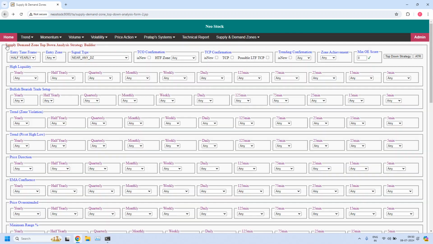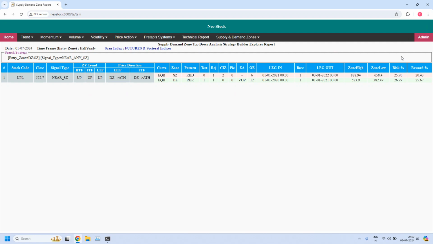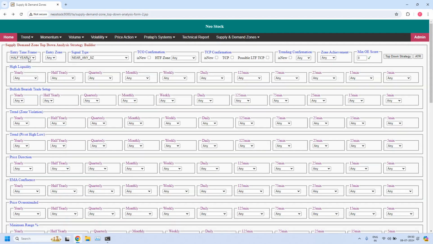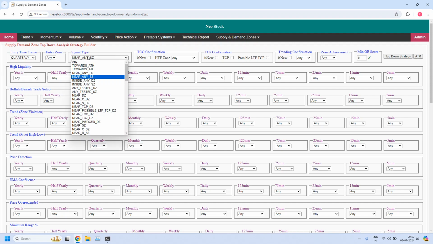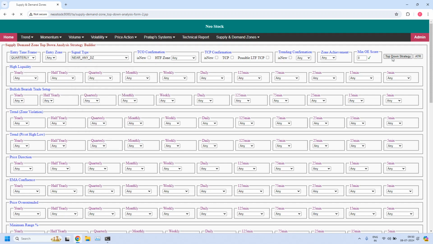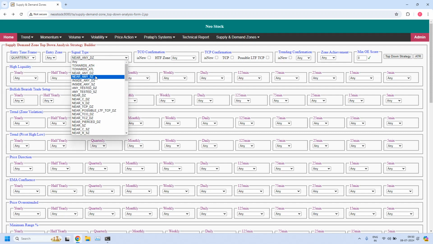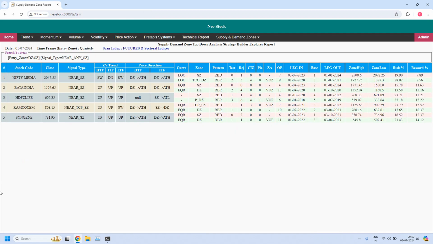Okay, I am going back. For half-yearly time frame, let us find the stocks near half-yearly supply zone. One stock is filtered near to the half-yearly supply zone. I am going back, changing the time frame to quarterly. Let us find the stocks near quarterly demand zone. No stocks are available. For quarterly time frame, let us find the stocks near quarterly supply zone. 5 stocks are filtered near to the quarterly supply zone.